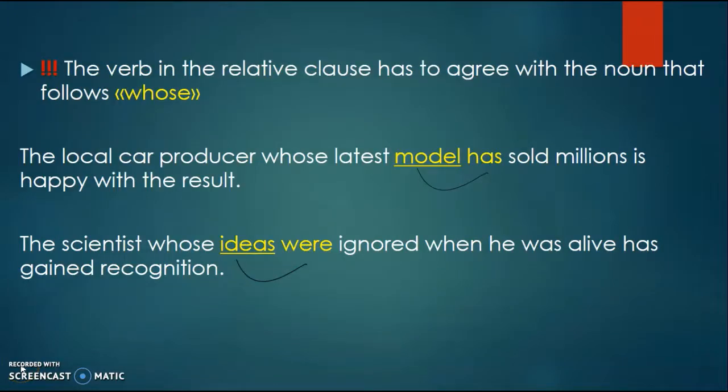Subject-verb agreement also applies to the use of whose. The verb in the relative clause has to agree with the noun that follows whose. The local car producer whose latest model has sold millions is happy with the result. In this sentence, model is a singular noun and it is followed by a singular verb in present simple tense. The scientist whose ideas were ignored when he was alive has gained recognition. In this sentence, ideas is a plural noun and it is followed by a plural verb in past simple.